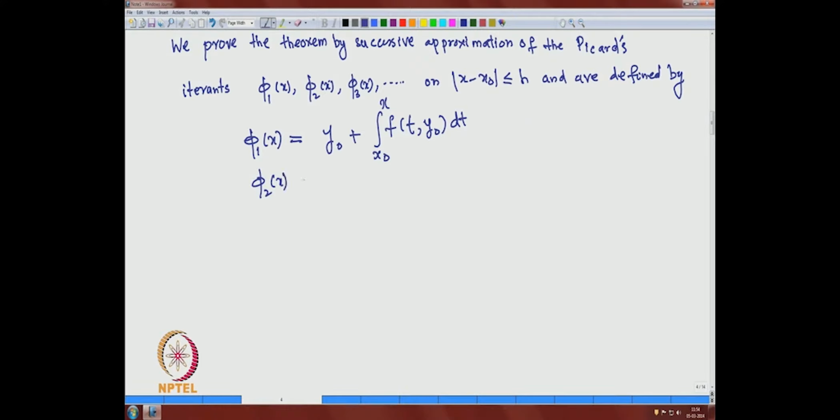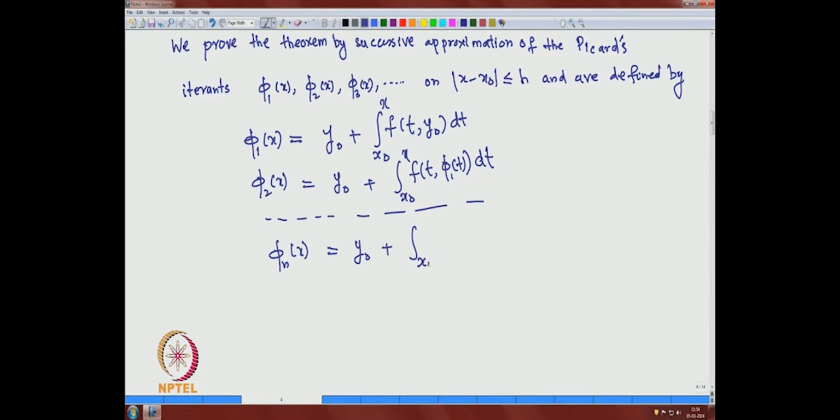And phi 2(x) is y0 plus the integral from x0 to x of f(t, phi 1(t)) dt, etcetera, etcetera. So phi n(x) is y0 plus the integral from x0 to x of f(t, phi n minus 1(t)) dt. Call this equation 1.